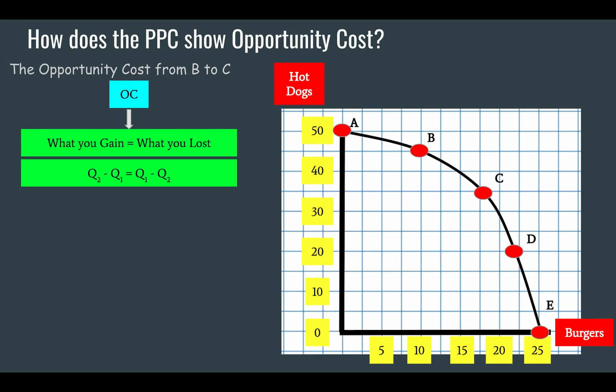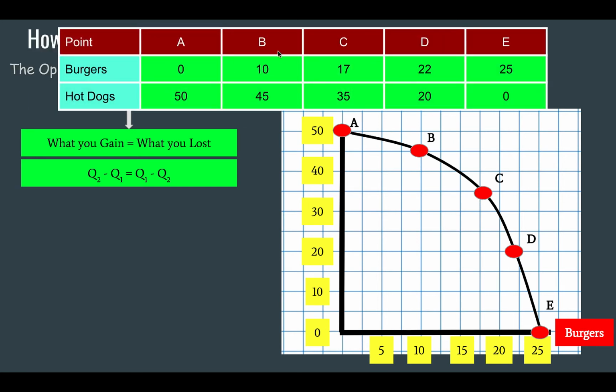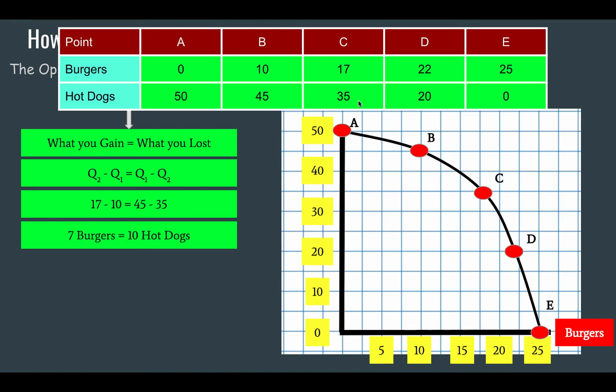Now we are moving from B to C. So we're moving from here to here, and it's just that point there. So I'm going to bring back in the table, and we're saying, okay, so we're moving from B to C. What did we gain? Well, we gained 7 burgers, right? It was 17 minus 10, 7 burgers. But how many hot dogs did we lose? Well, we lost 10. So what we gain equals what we lost.